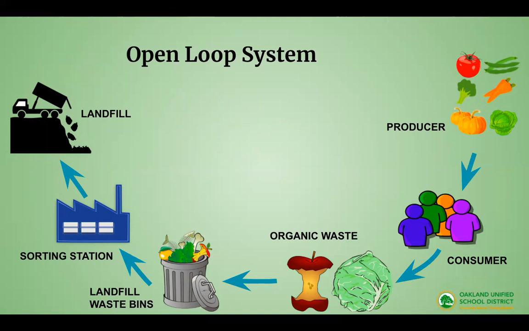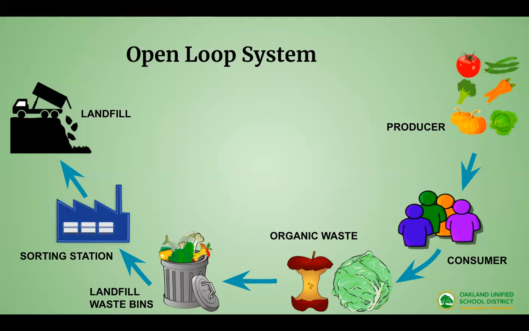In this diagram, you can see how an open loop system functions. The food comes from producers and then goes to the consumers. The consumers then create organic waste from this food and put it in a waste bin. If a sorting system is not set up, then this material would end up all in the landfill. Additionally, if a sorting system does exist, but folks are not sorting properly, then these materials are still destined for the landfill.